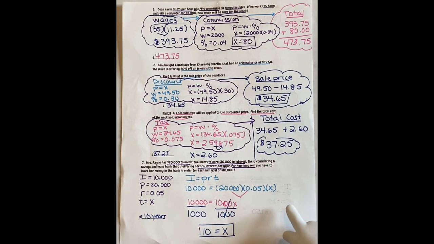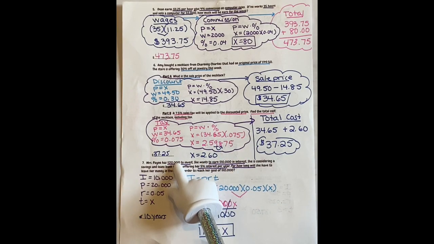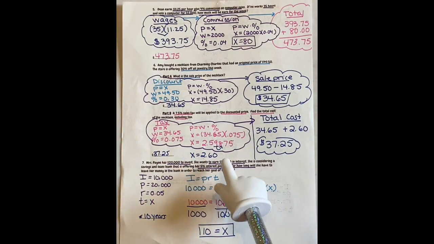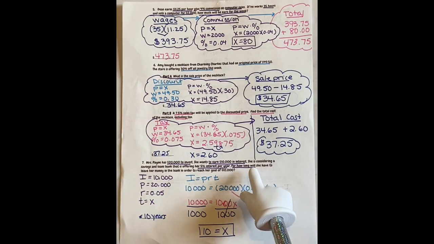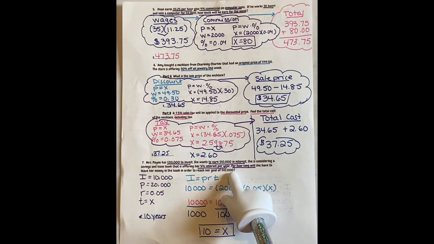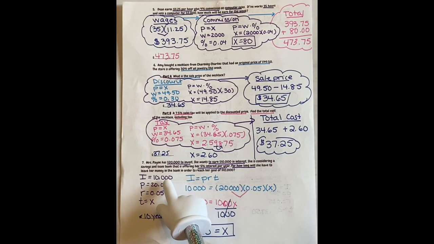And last question, number 7. Mrs. Payne has $20,000 to invest. She wants to earn $10,000 in interest. She is considering a savings and loans bank that is offering 5% interest per year. For how long will she have to leave her money in the bank in order to reach her goal of $10,000? So she wants to gain $10,000.